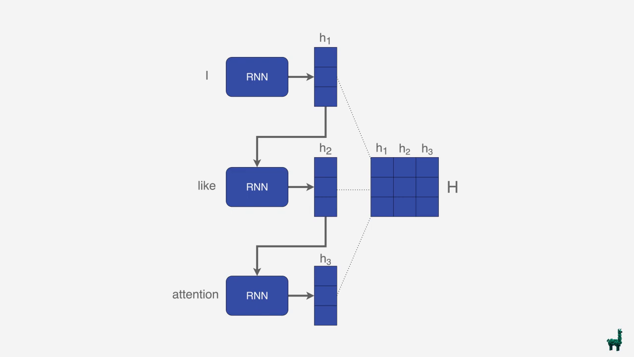I'm also just switching over to an easier sentence to decode, otherwise the pictures get quite long. So we now want to quickly decode "I like attention." So we process it, we get our hidden state, it feeds in, we get our next hidden state, and we save this for the decoding step.